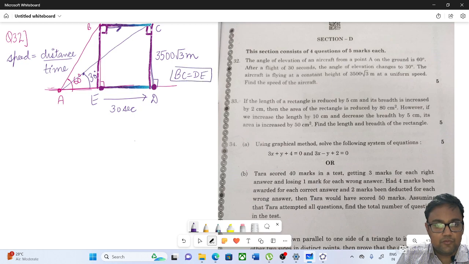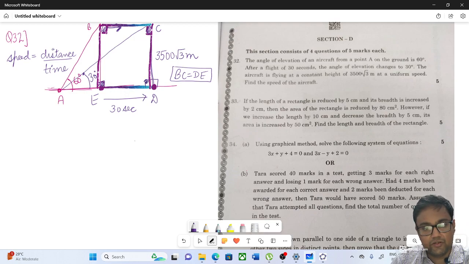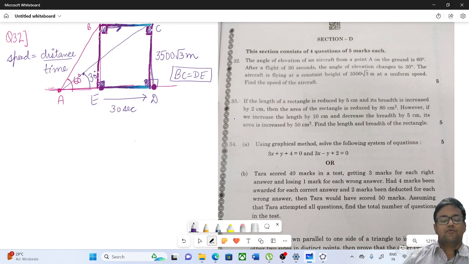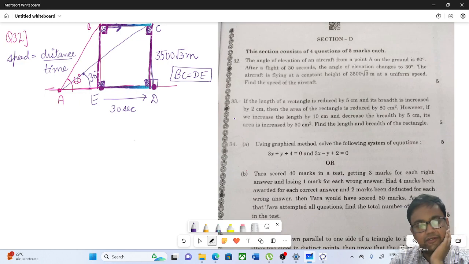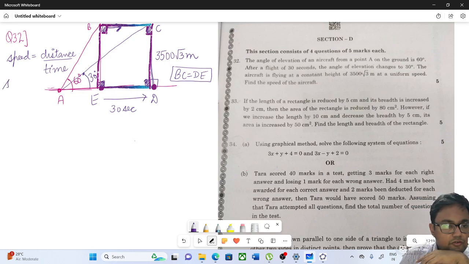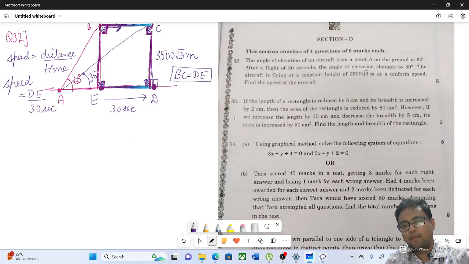Very important observation, one must take care. Why? Because all these angles are 90 degrees. We always take these perpendiculars from the object on which these angles of elevation or depression are made. So this is a 90 degree, all angles 90 degree quadrilateral, which is a rectangle, right? So in short, what you need to do, children, is find speed is equal to distance, that is DE upon time. Already the time is mentioned, right?